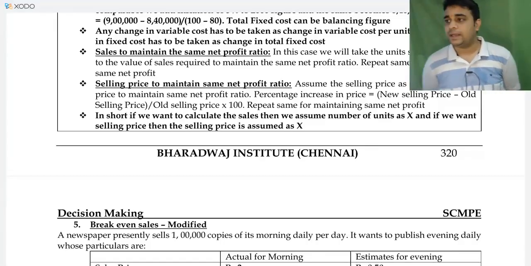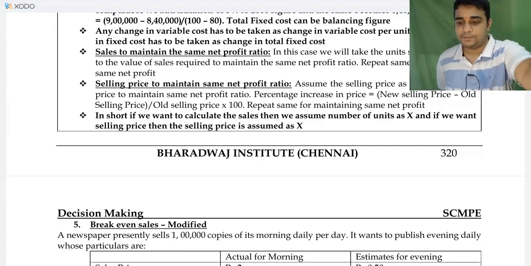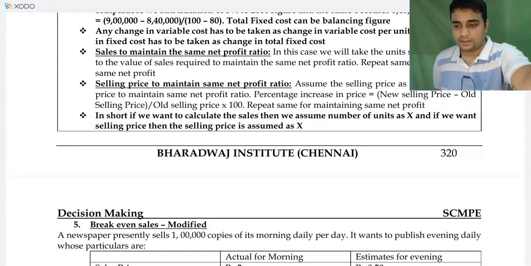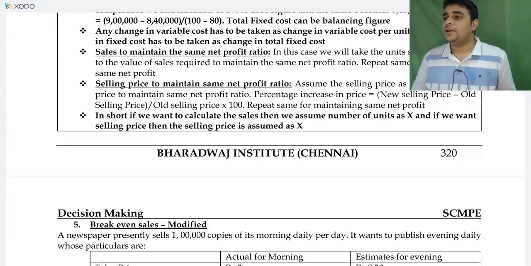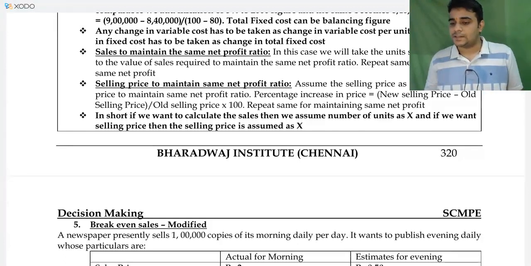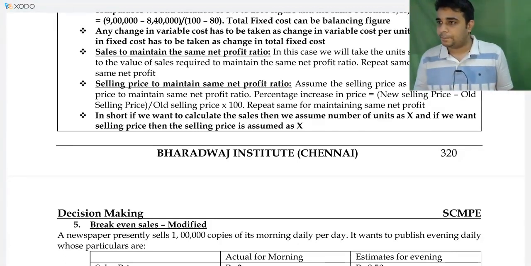Discussion would be more on break-even point. Now I'm going to discuss break-even point with a scenario. Whenever I introduce a new product, the break-even point formula will say break-even point is equal to fixed cost by contribution per unit or PVR.